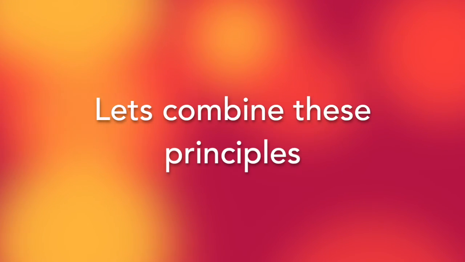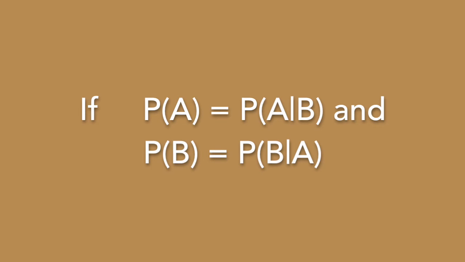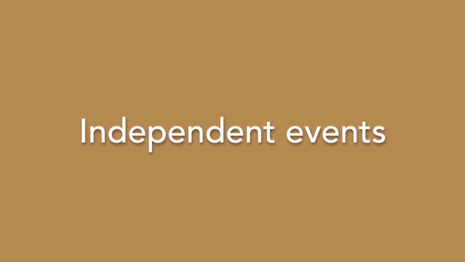Let's combine these principles and see what we get. If P of A equals P of A given B, and P of B equals P of B given A, that means that these two probabilities are independent, meaning that the probability of one isn't dependent on that of the other.